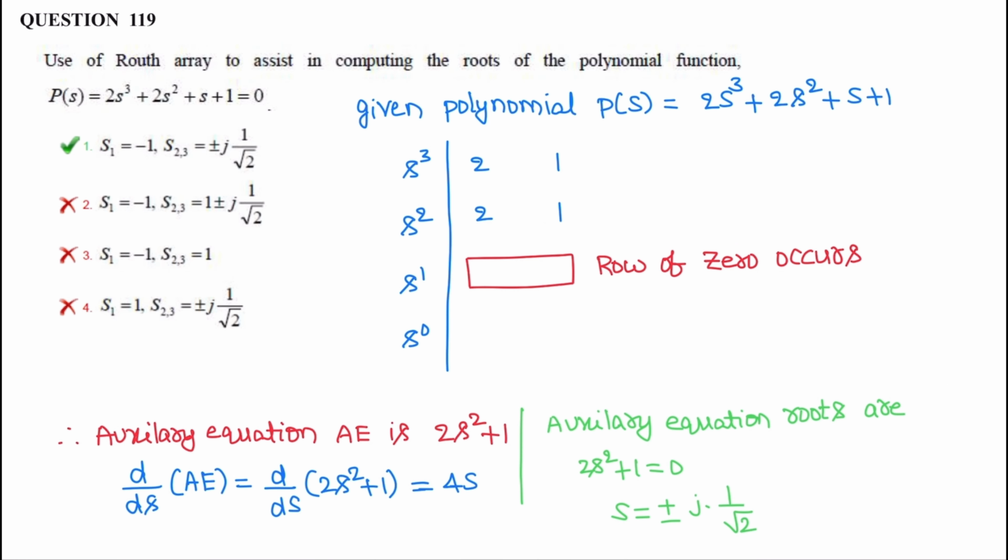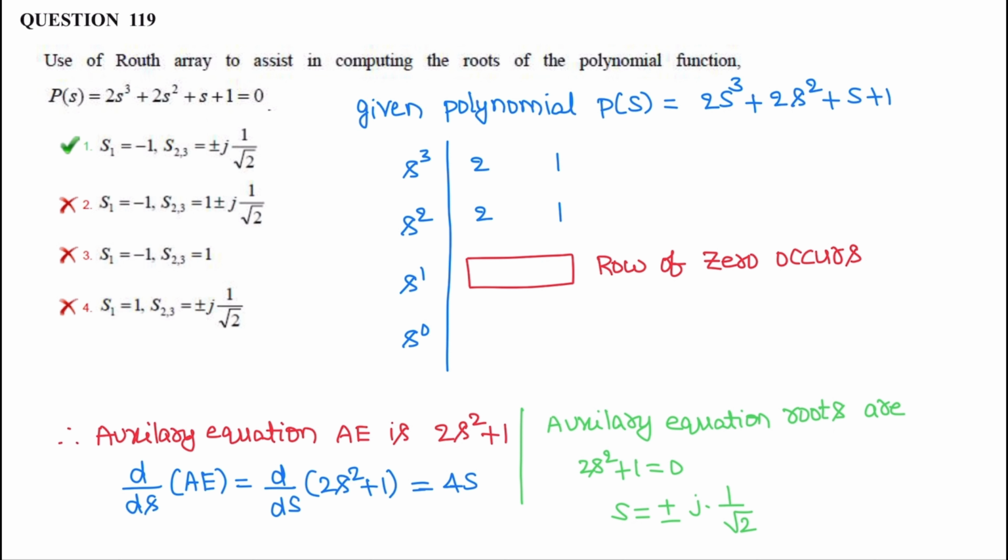Question number 119. A polynomial is given, 2s cube plus 2s square plus s plus 1, and we need to find the roots of the given polynomial. So using RH criterion, we will write s cube corresponding coefficients are 2, 1, for s square row 2, 1, and for s power 1 row of 0 condition will occur. If row of 0 condition occurs, we need the auxiliary equation. Here it is 2 minus 2 by 2, that is 0, row of 0 condition will occur.